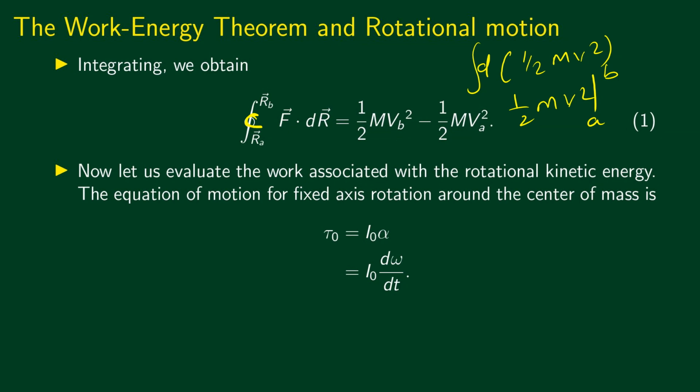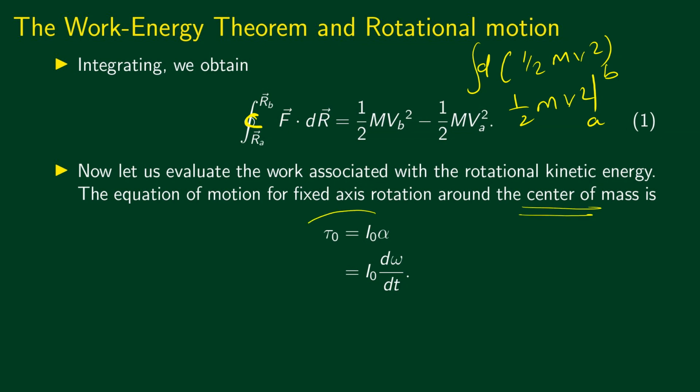Alright, so you see that the total work done during translational motion is equal to the change in kinetic energy. It's the same thing. So the translational part we are already familiar with. Let's look at the rotational kinetic energy. The equation of motion for fixed axis rotation around the center of mass.